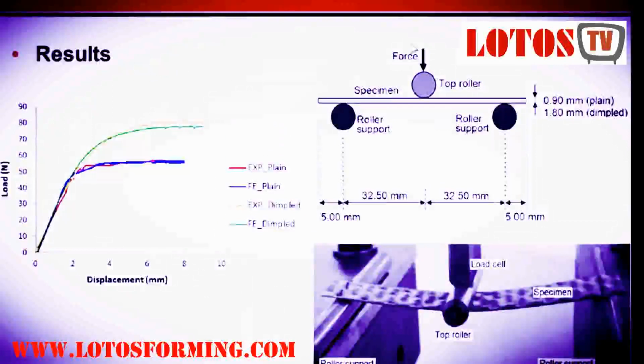And here you can see the test setup on the right side, and the result obtained from the bending test presented on the left side in terms of the loads and displacement. Again, we can see a very good agreement between the simulation for the plain strip, and also very good agreement for the dimple strip, which very much confirms our dimpling process and also our mechanical test simulation.